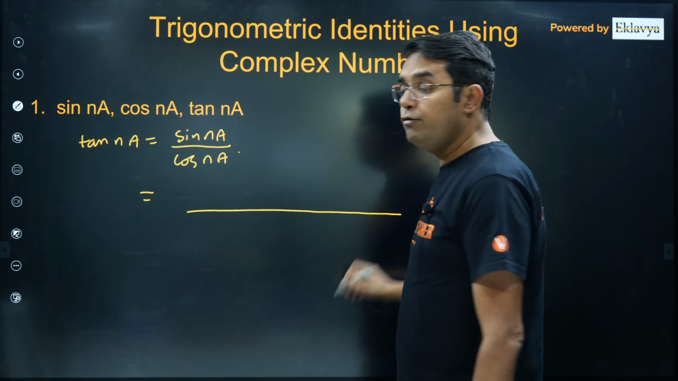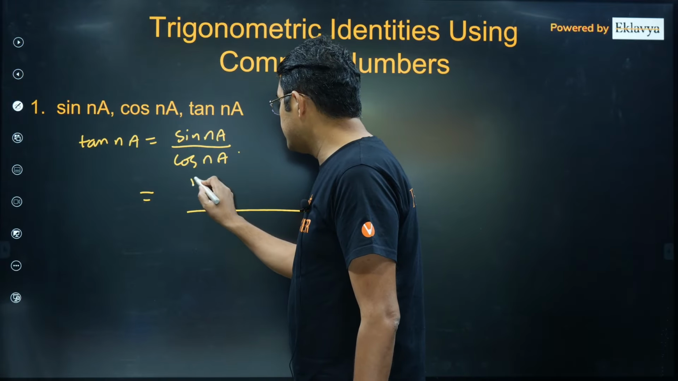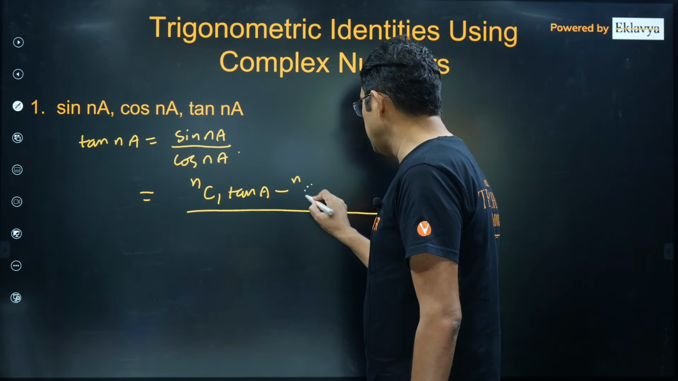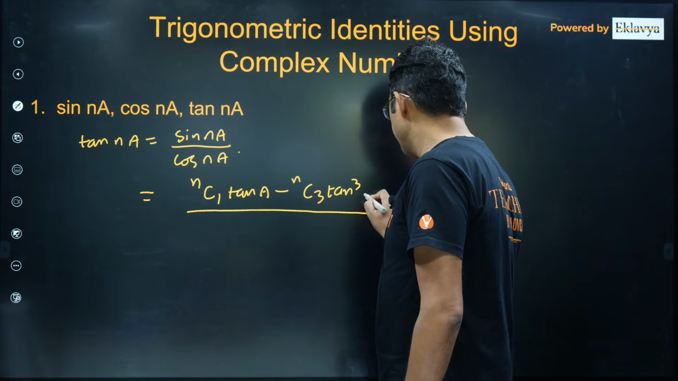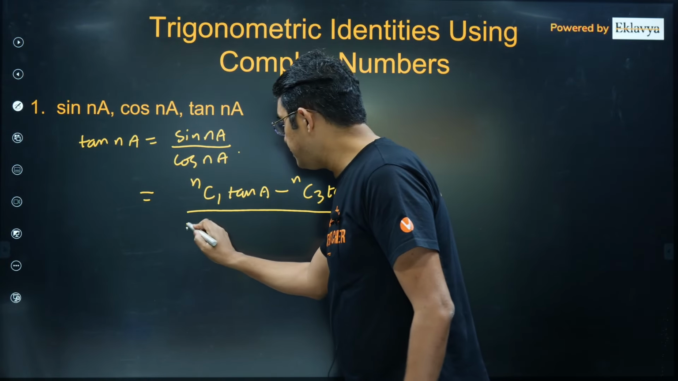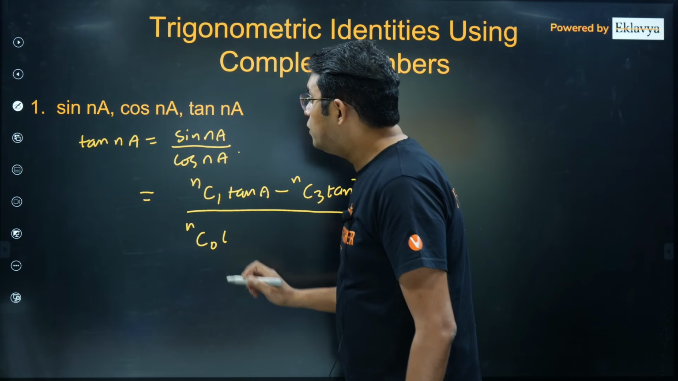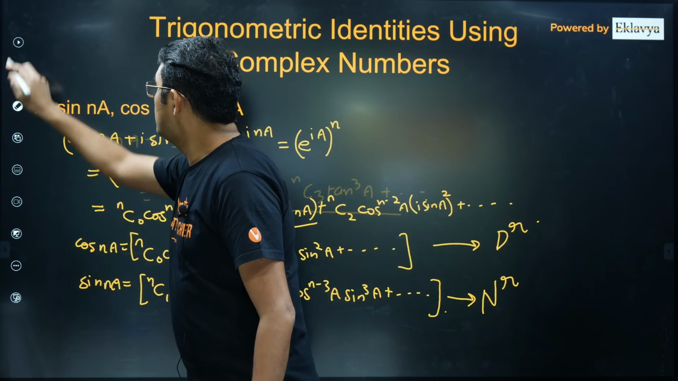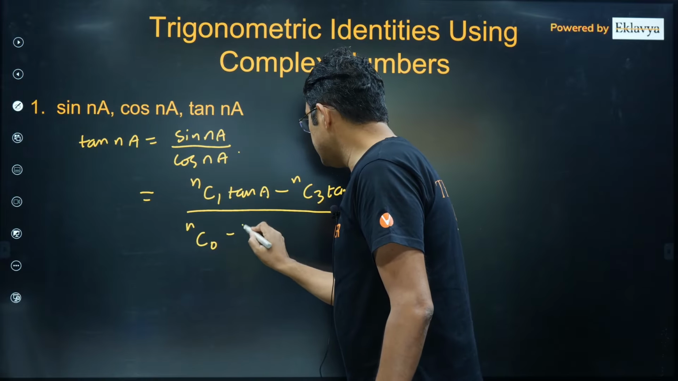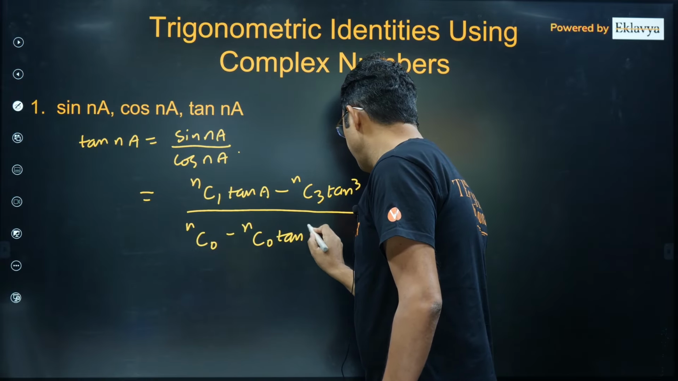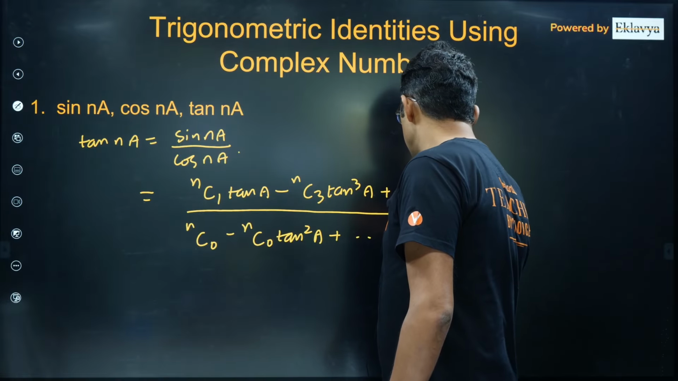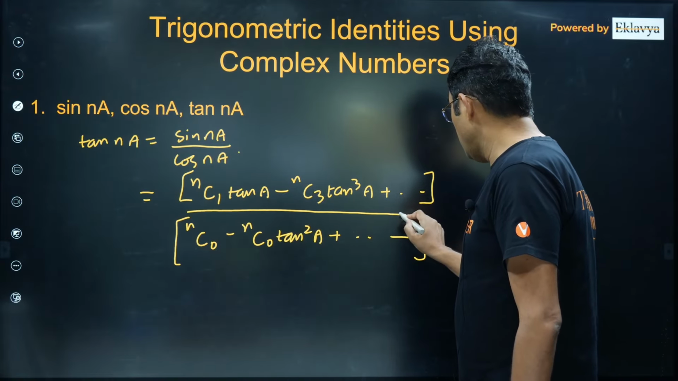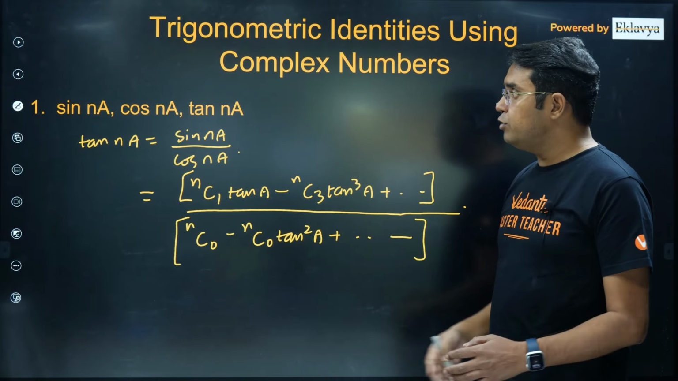You might have seen this formula in many books also, but this is how it comes. So it will be nC1 into tan A, then minus nC3 into tan cube A, and so on. In this case it will be nC0, only nC0, yeah, nC0 minus nC2 tan square A plus, and so on. So this is how your tan nA formula works, or how it comes actually, and this can be useful in many questions.